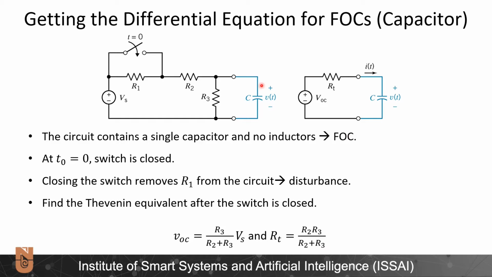And the V open circuit for this circuit can be found by the voltage divider rule. V open circuit will be equal to R3 divided by the total resistance of the circuit, R2 plus R3, times the input voltage Vs. And this will be our V open circuit. Accordingly, the whole circuit reduces itself to the simple form in which there is a voltage source, a Thevenin resistance, and the capacitor.